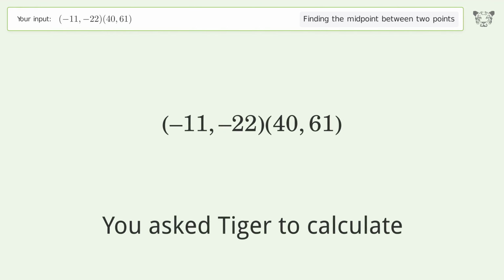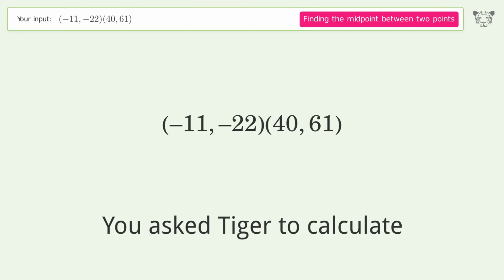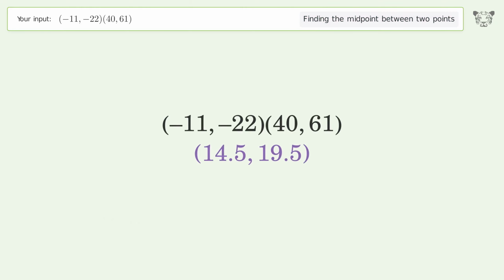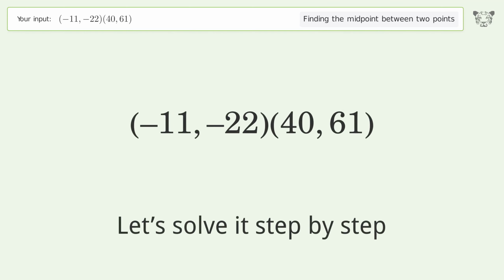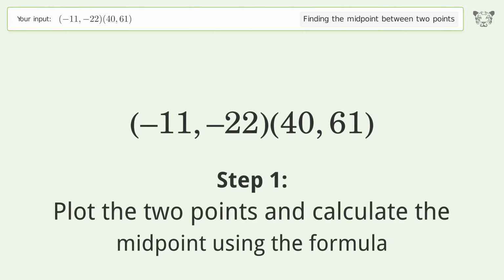You ask Tiger to calculate. This deals with finding the midpoint between 2 points. The midpoint between the 2 points is 14.5, 19.5. Let's solve it step by step. Plot the 2 points and calculate the midpoint using the formula.